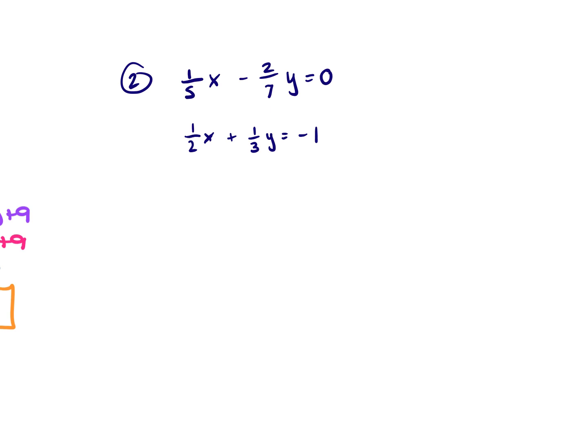Now, your least common denominator of your first equation is going to be different than your least common denominator of your second equation. That's perfectly fine. Your first or your top equation, your least common denominator between that 5 and that 7 is 35. On the bottom, between the 2 and the 3, you got 6.